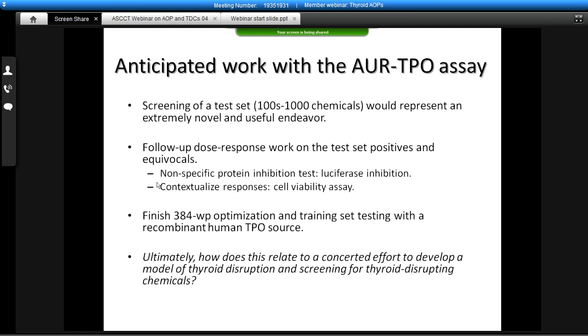I'd like to finish optimization and a training set testing with recombinant human TPO as a source. But ultimately, what I want to talk to you about for the rest of our time here, as it's coming to a close, is how does this relate to a concerted effort to develop a model of thyroid disruption and screening for thyroid-disrupting chemicals.